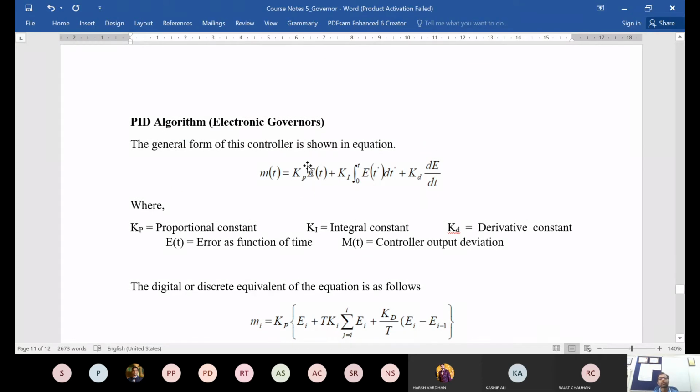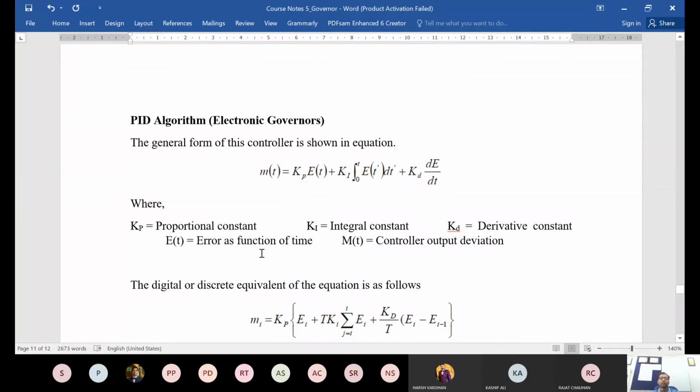So it will have all three components. Here e(t) is the error as a function of time, Kp is the proportional constant, Ki is the integral constant, and Kd is the derivative constant. The final controller output is a summation of all three components: a proportional action, an integral action, and a derivative action.